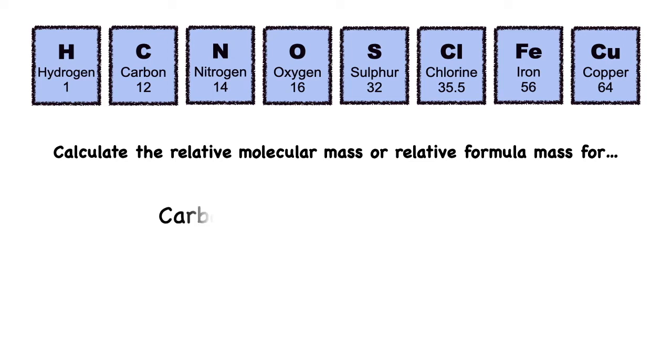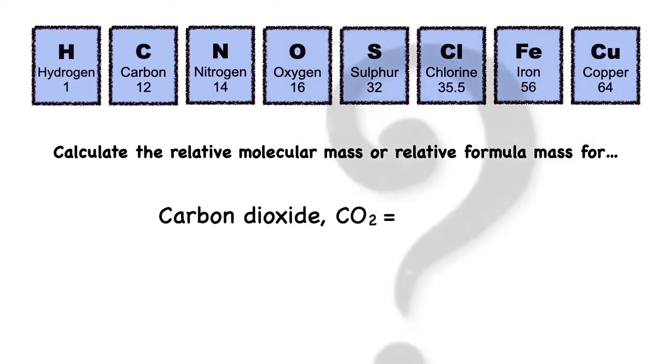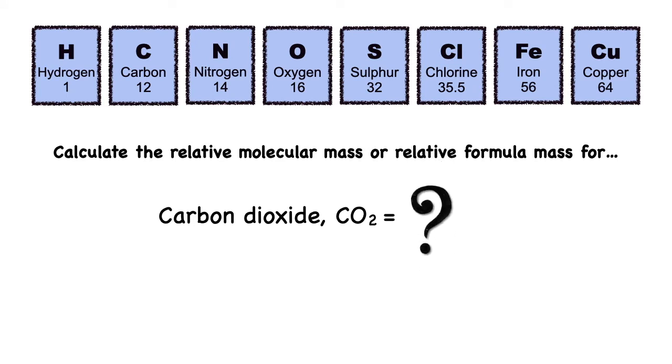Next is carbon dioxide, CO2. What is the RMM for CO2? It's a combination of carbon and oxygen. So carbon 12 plus oxygen 16 times 2. So the answer is 44.